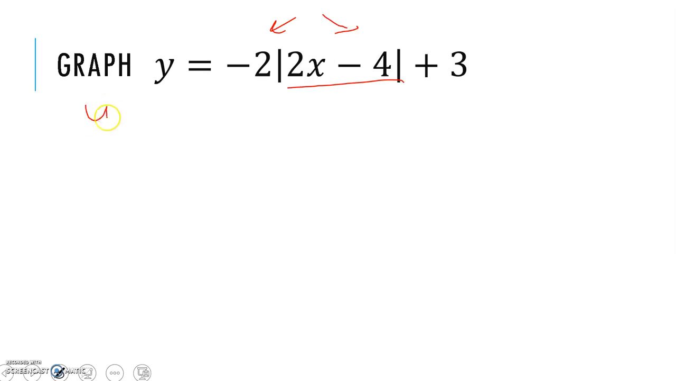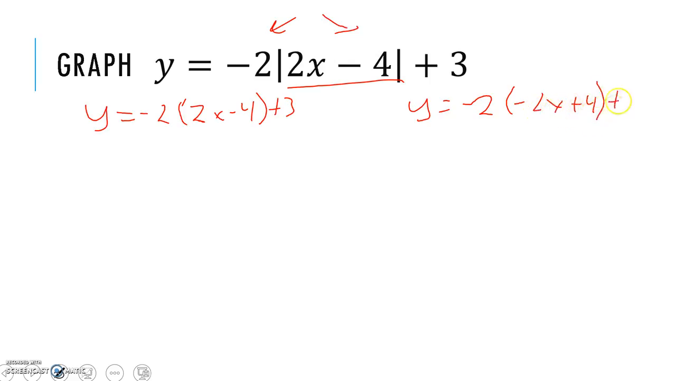We could simply write it as y equals -2 and then change the absolute value to parentheses, and go 2x minus 4 plus 3. Or we can write it as y equals -2, and we can change what's in the absolute value to negative, so -2x plus 4 plus 3. And then we can solve both of these equations and get it into slope-intercept form.